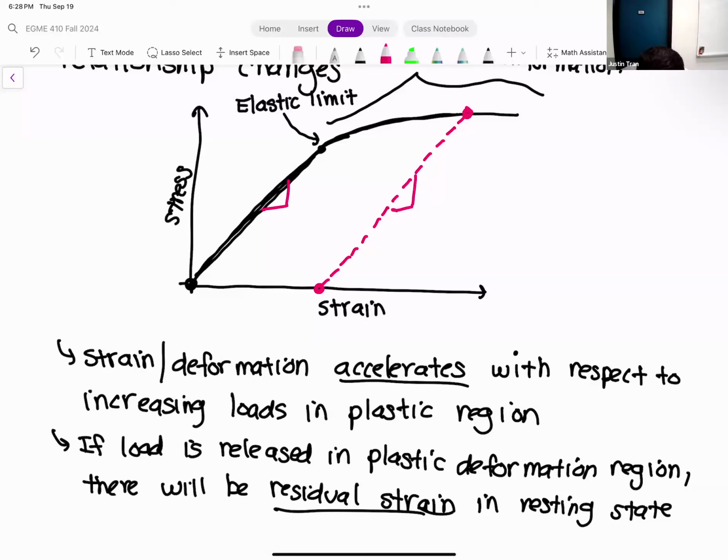Right? And so at this state right here at the bottom, there's no stress in the material. So that means there's no external loads being applied, right? But even with no external loads, you can see that our strain is non-zero. So this right here is our residual strain.